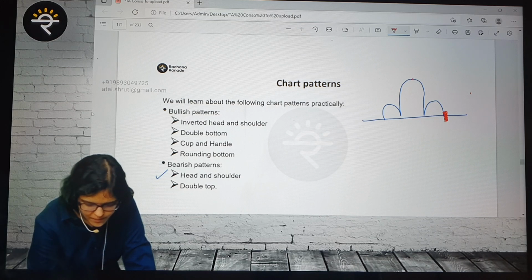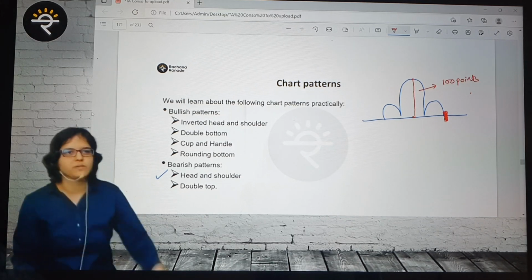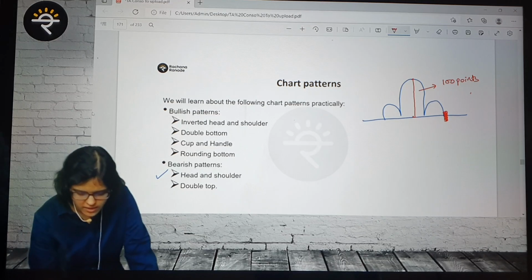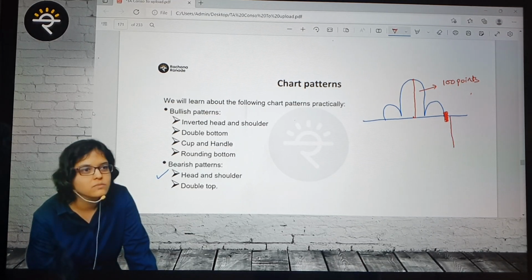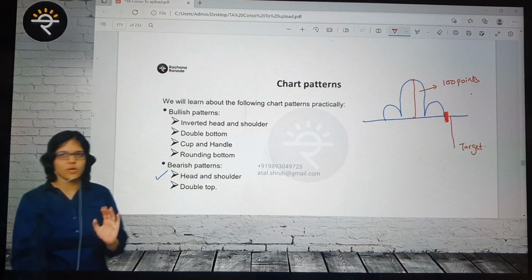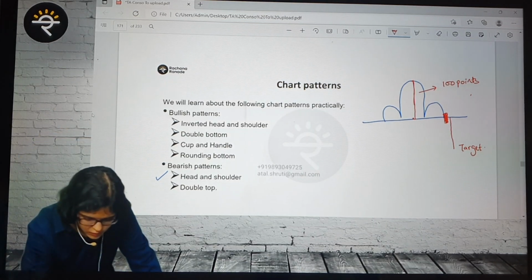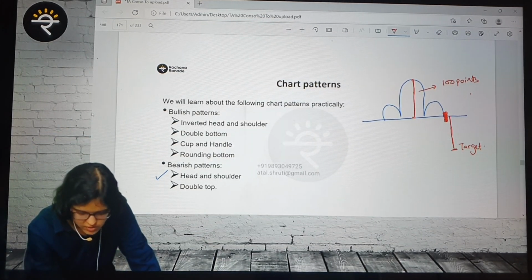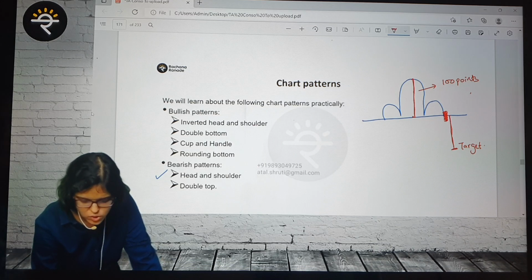Assume from the top till the neckline here, this is 100 points, 100 rupees. Then as per the head and shoulders theory, you will get a 100 point fall from here. This is my target price. Whatever is the height, this difference, you copy and paste it here, and this is your target price. And what is your stop loss? The latest shoulder's high.